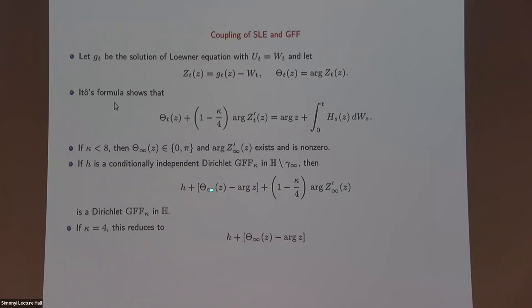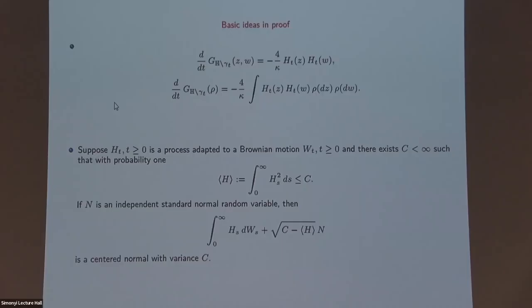And if kappa is equal to 4, this is the basic idea of Scott and Oded's paper coupling GFF with SLE 4. And I haven't quite figured out the history of how much credit you should get and how much credit Julian should get for kappa not equal to 4, and I'm not going to worry about it. It's history. Who to credit?